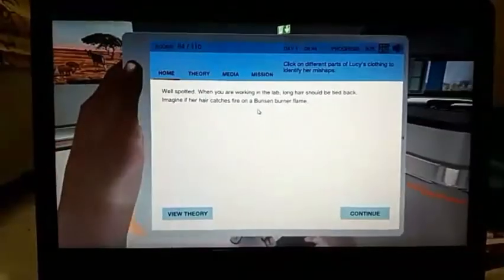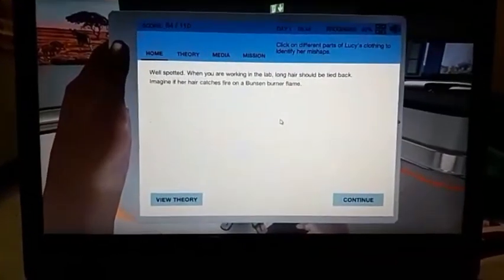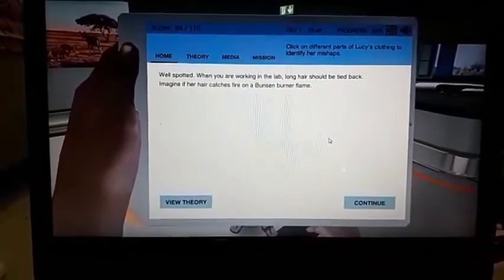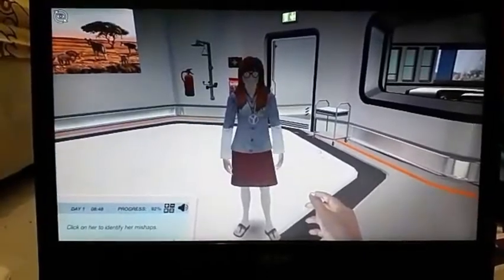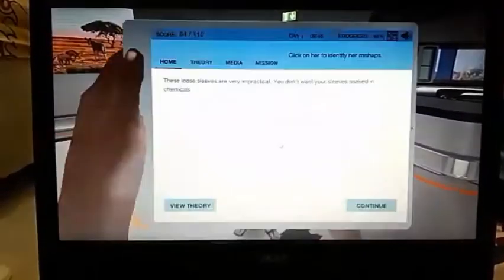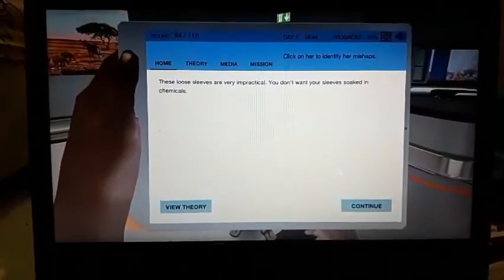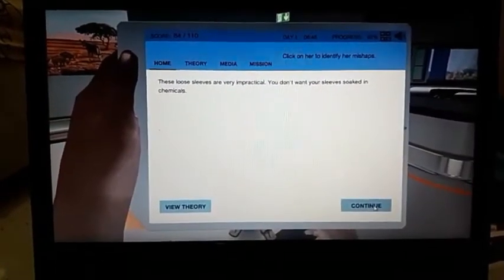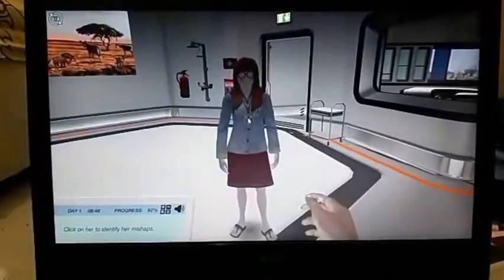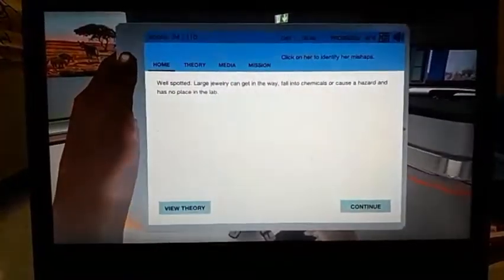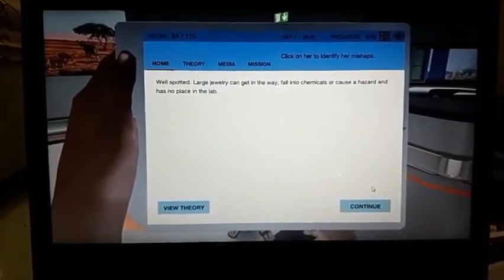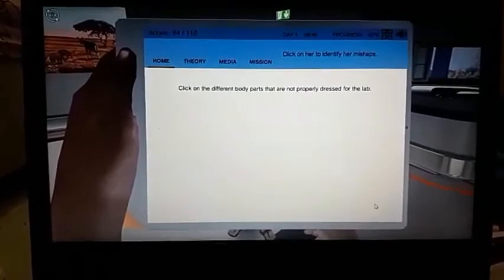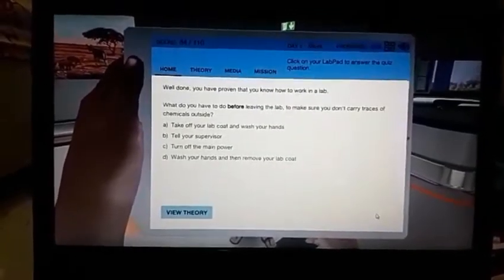Well spotted. When you are working in the lab, long hair should be tied back. Imagine if her hair catches fire on a Bunsen burner flame. These loose sleeves are very impractical. You don't want your sleeves soaked in chemicals. Well spotted. Large jewelry can get in the way, fall into chemicals or cause a hazard and has no place in the lab. Well done, you have proven that you know how to work in a lab.